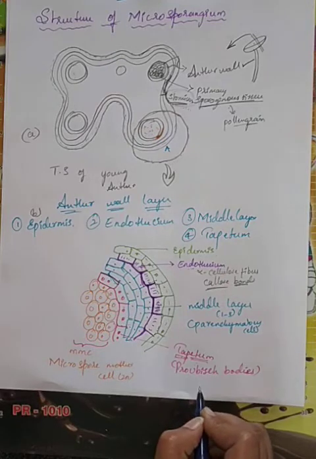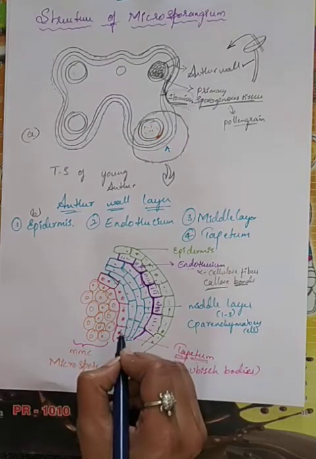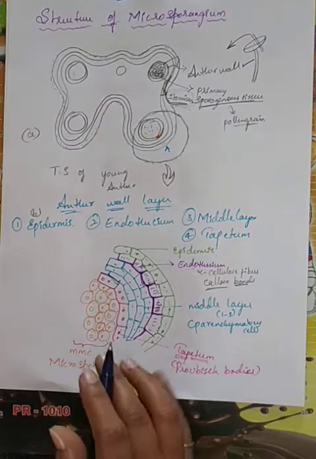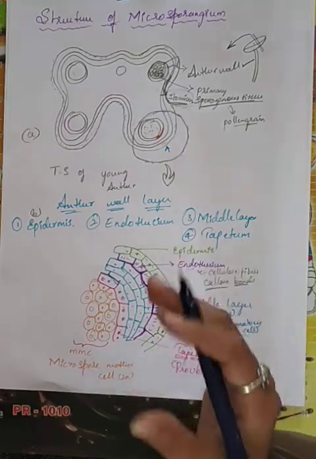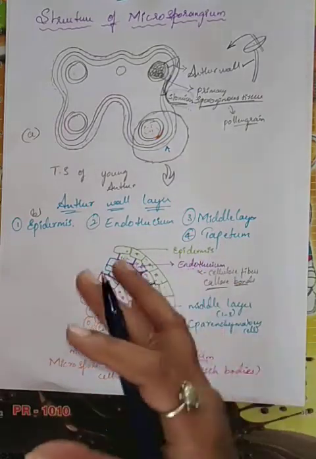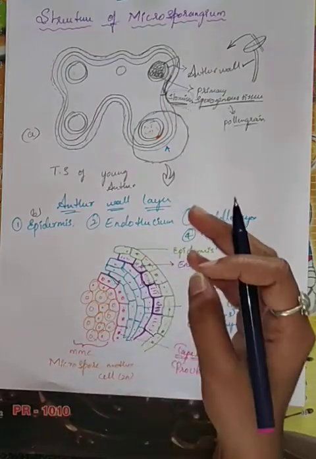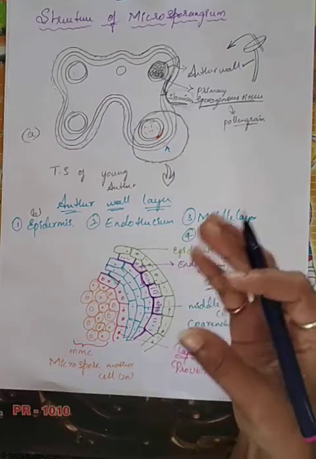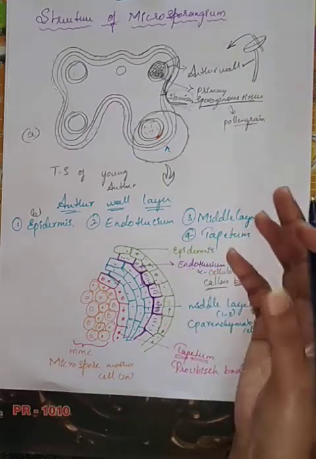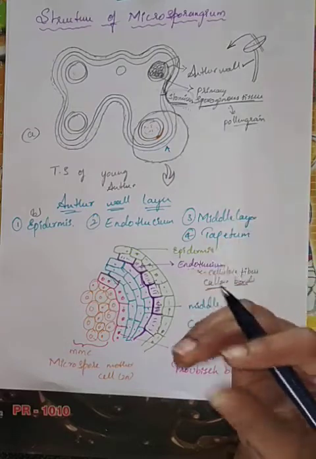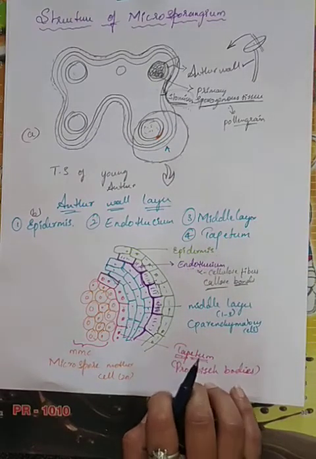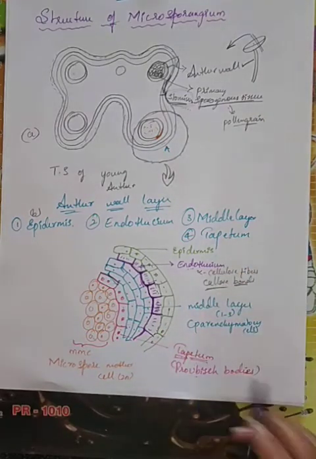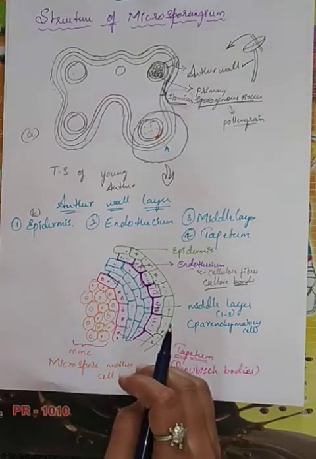When these microspore mother cells are divided to form a pollen grain, that pollen grain will have an outer layer which is called exine. That outer layer is made up of a very hard chemical which is called sporopollenin. That sporopollenin is formed due to the Ubisch bodies. The outer covering of sporopollenin is formed due to the Ubisch bodies. If you understand this point, that is very fine.